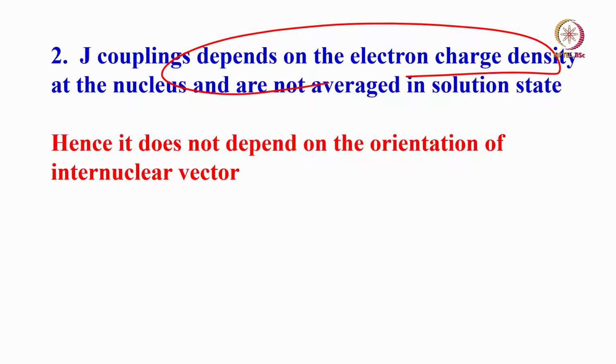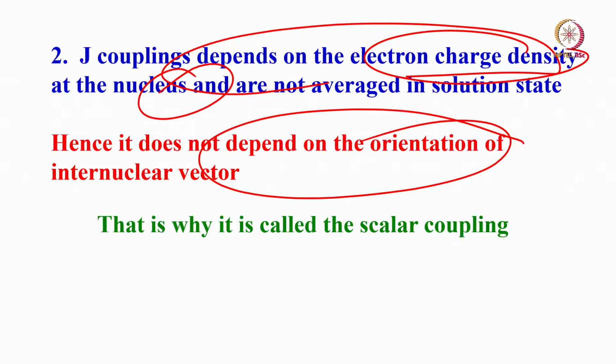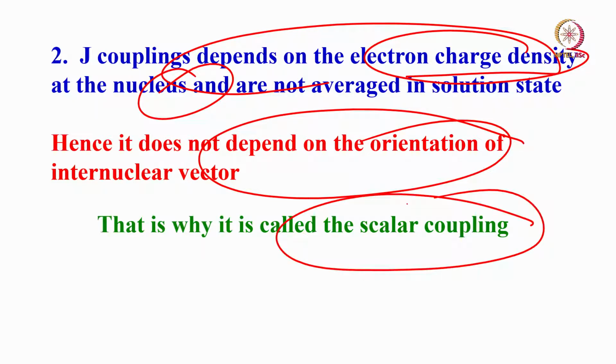Remember, J coupling also depends upon the charge density at the nucleus, but in the solution state it is not averaged out, unlike dipolar couplings. That is why it does not depend upon the orientation of the internuclear vector, and hence it is called a scalar coupling, because it is not orientation dependent.